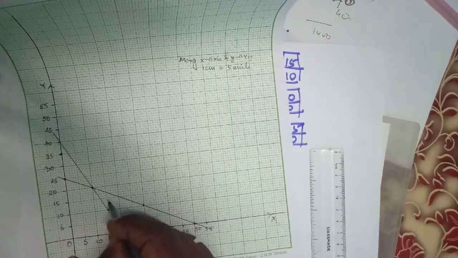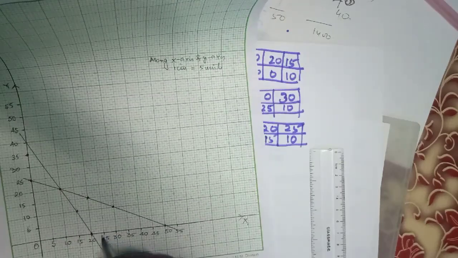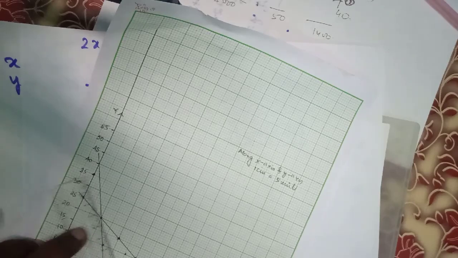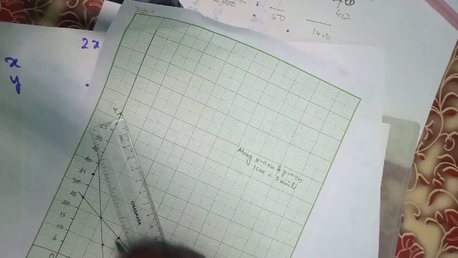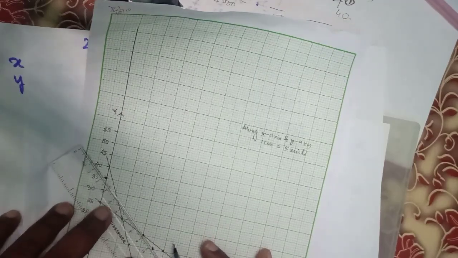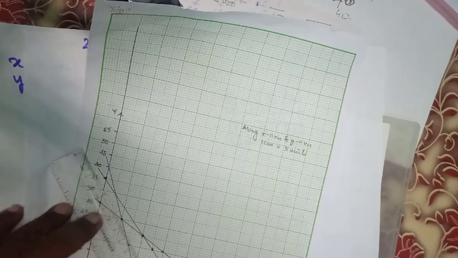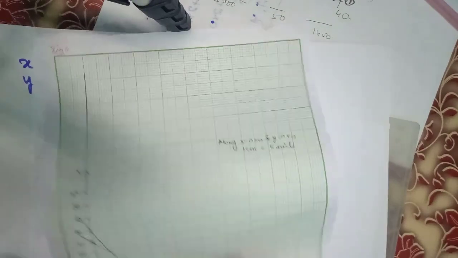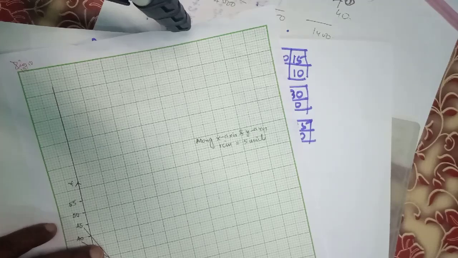20, 15. And 25, 10. So these are the 3 points. Joining them, we have to see whether they are in a straight line. If they do not come in a straight line, that means the plotting of the graph according to the points is not perfect. So this is representing the equation x plus y equal to 35. And the previous one we have missed: x plus 2y equal to 50.